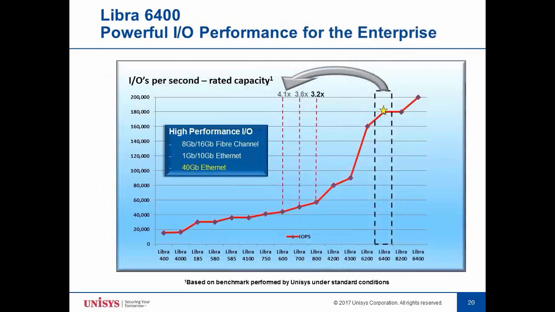So we mentioned the I/O performance for these systems is very powerful, matches the MCP workload performance very well. On the Libra 6400, we support up to 180,000 I/Os per second. And you can see the comparison there with older architectures, over 3 times the performance of the I/O of a Libra 800 system, all with the latest high-speed storage and network devices.